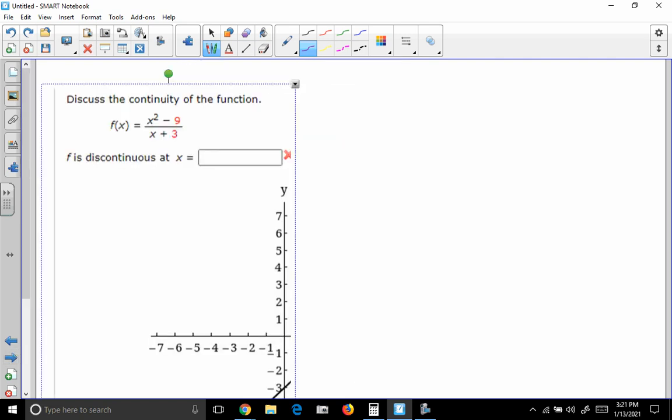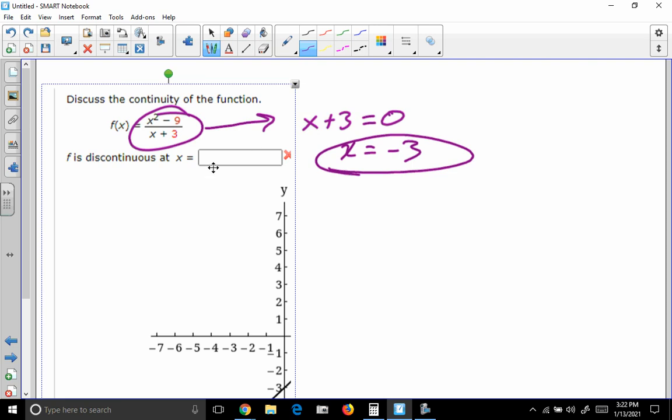All right, this one asks us to discuss the continuity of this function. And if we just simply look at this function, to see where it's not continuous, if it's just a regular function, where it's not continuous is anywhere that it's undefined. So if we look at x plus 3 equals 0, why do I do that? If we have a fraction, the denominator cannot be 0. So this fraction is defined everywhere except where the denominator is 0, or wherever x is negative 3. So it's discontinuous at x equals negative 3.